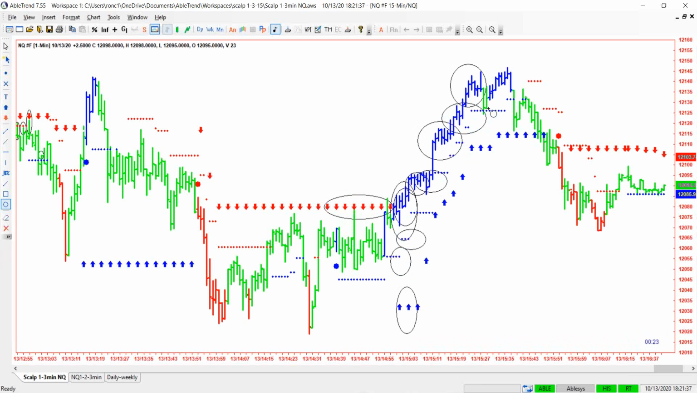That's 50 points in the last half hour today. That's $1,000 per one contract. So, we can't make the trades. The software can't make the trade for me or for you. We have to take it from there. As you can see, it's a very easy system to use.